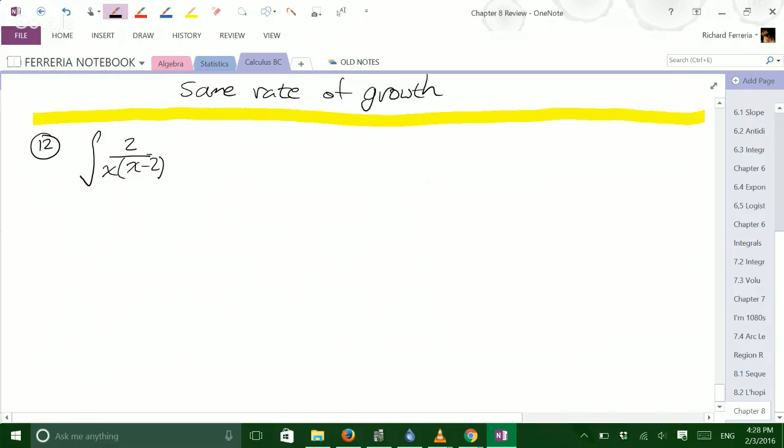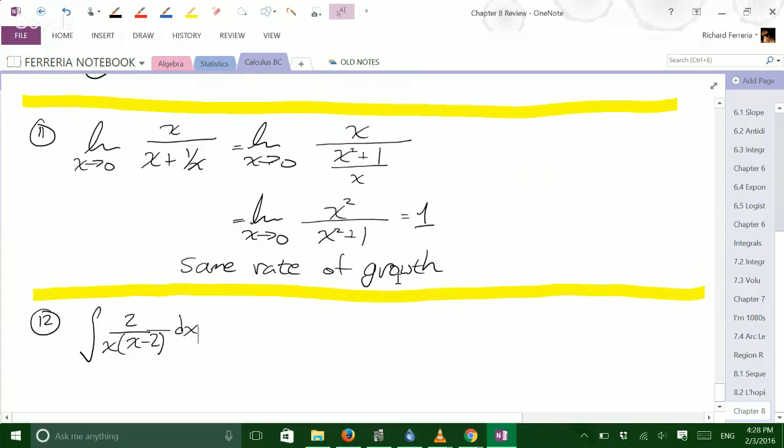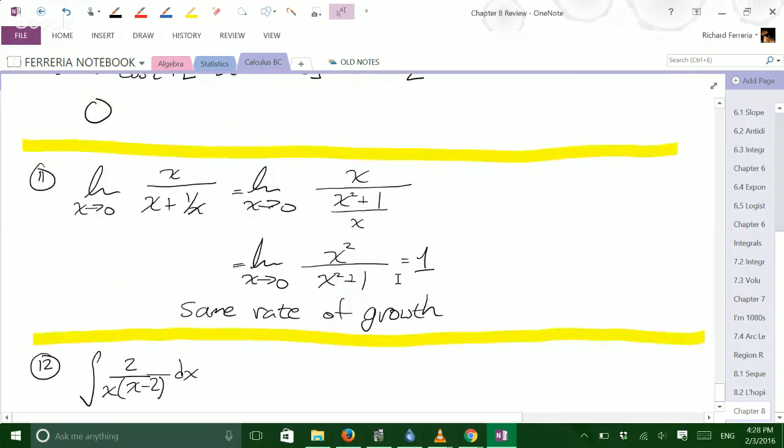For number 11, why did we do the limit as x approaches 0, and then for 10 we did the limit as x approaches infinity? It should have been infinity. Oh, that's right, that's supposed to be infinity. I don't know why I wrote a 0.